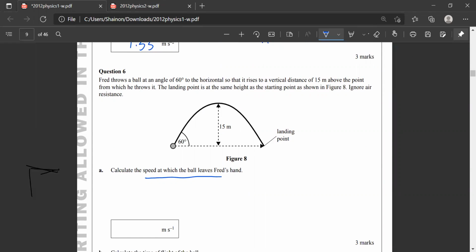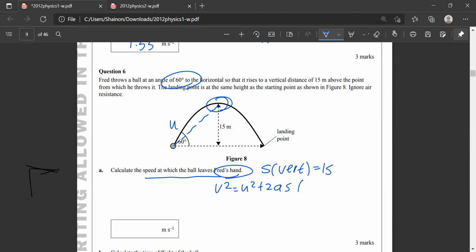I've got the speed at which this leaves Fred's hand. It has an angle of 60, and I'm trying to find the initial speed. It goes up, S vertical equals 15. So then you can use V squared equals U squared plus 2AS. When it's up top, we're looking at the vertical component. The velocity at maximum is just 0.